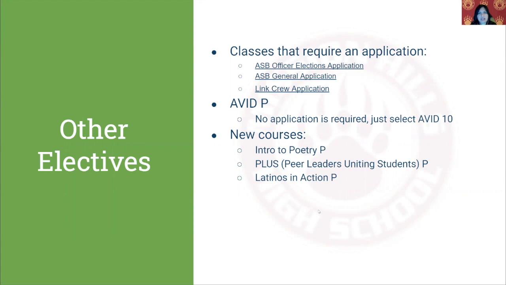In this section, other electives, you're just going to have a few other classes that don't fall under any of the other categories. You'll see the applications for ASB as well as for Link Crew. So make sure if you want to sign up for any of those, you complete those applications. For AVID, if you want to apply, please just select the AVID option. New courses to look into: Intro to Poetry plus Latinos in Action. If you want to learn more about those programs, please check out our course catalog for course descriptions.